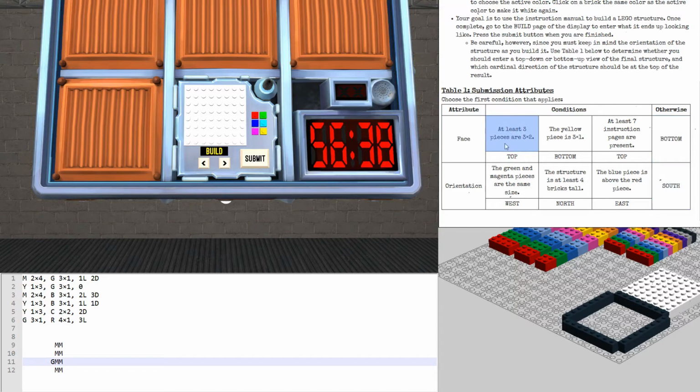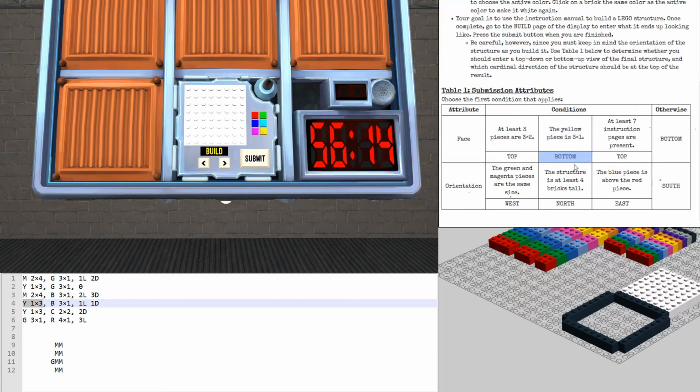At least 3 pieces are 3 by 2. Actually, none of them are. So no, the yellow piece is 3 by 1. That's a yes, because again, 3 by 1 and 1 by 3 is the same thing. In this case, it matters that the diffuser says 1 by 3 in order to communicate that the piece is oriented vertically towards the north, but the size is still 3 by 1.